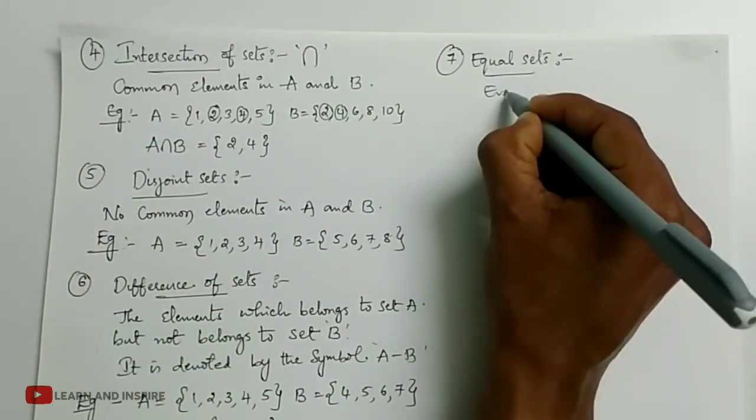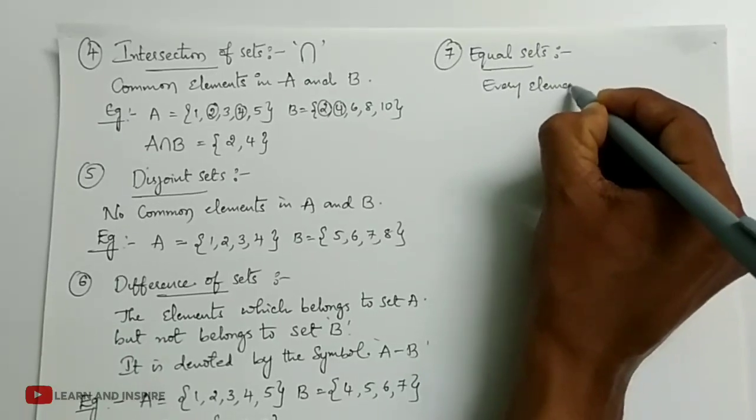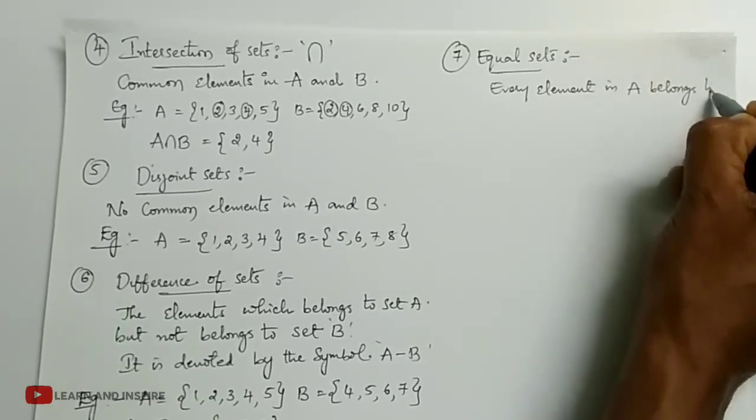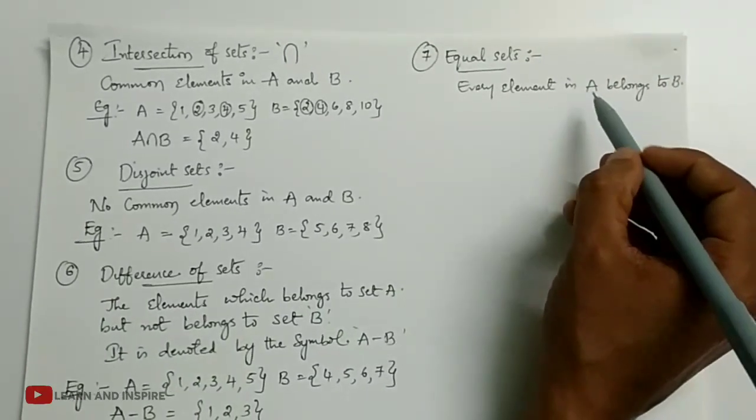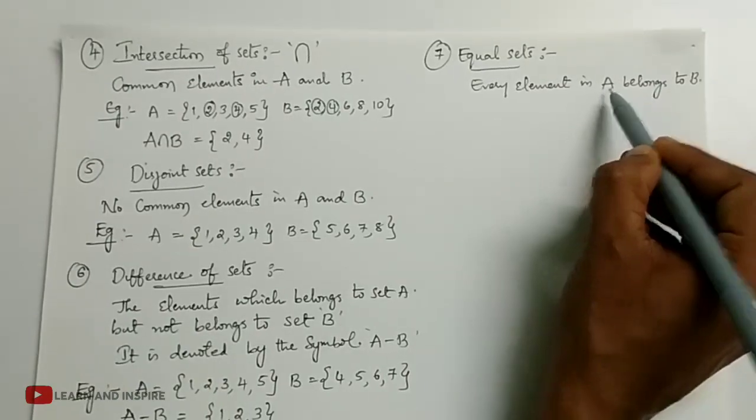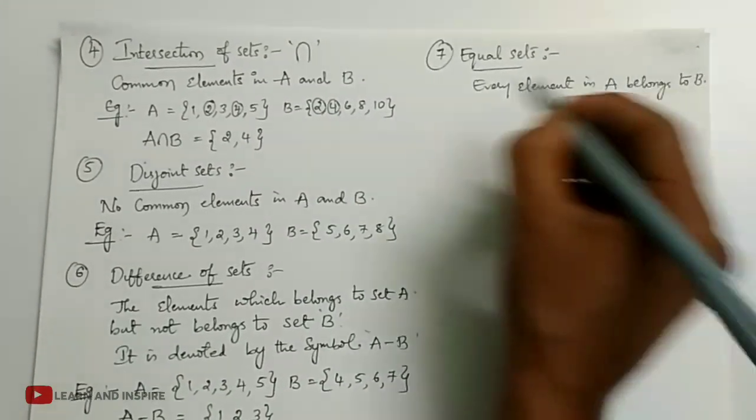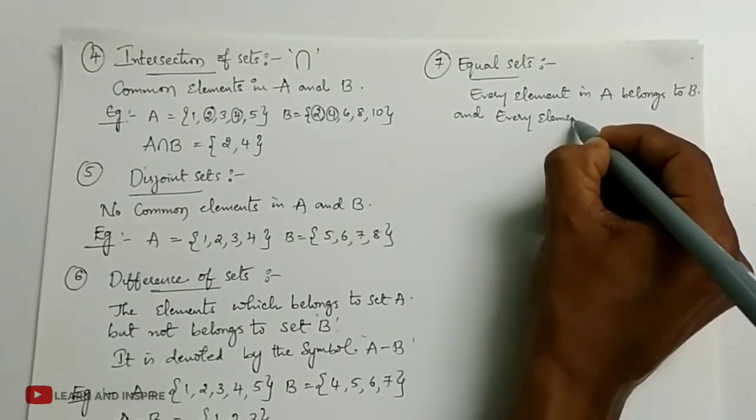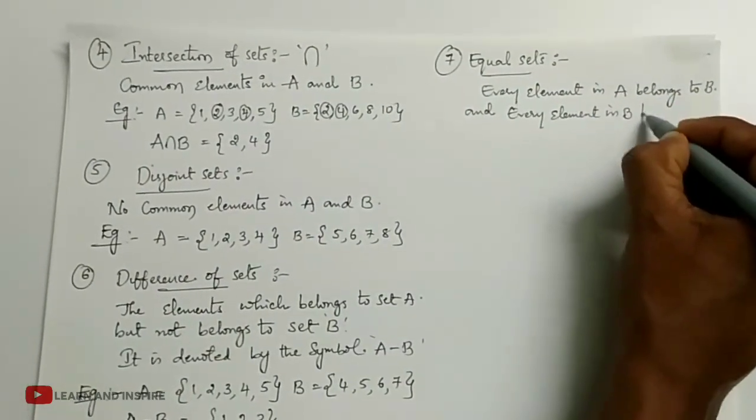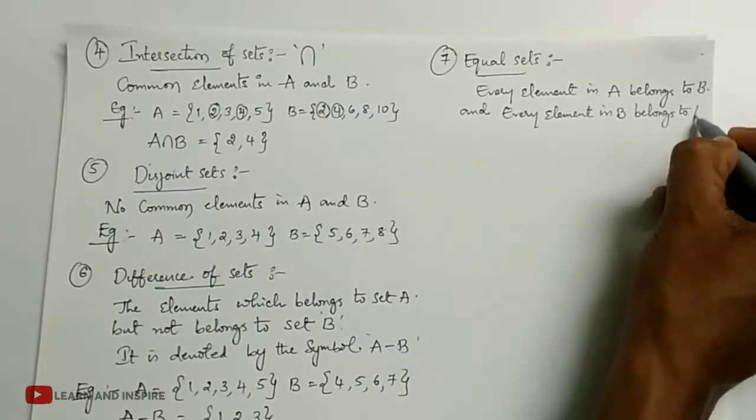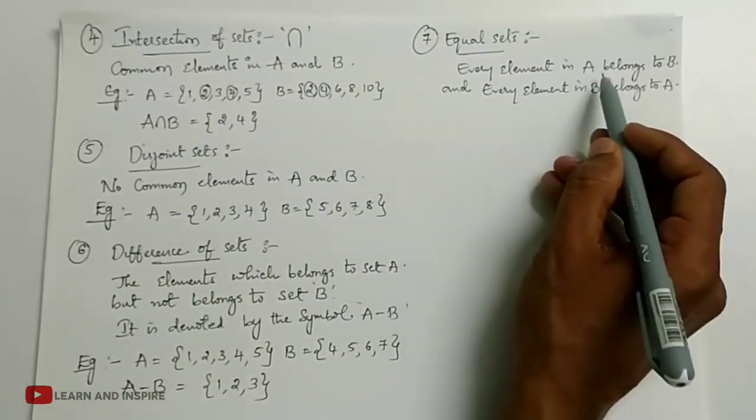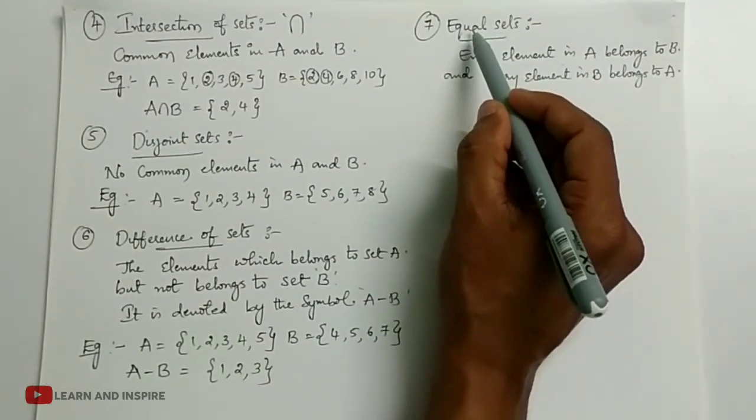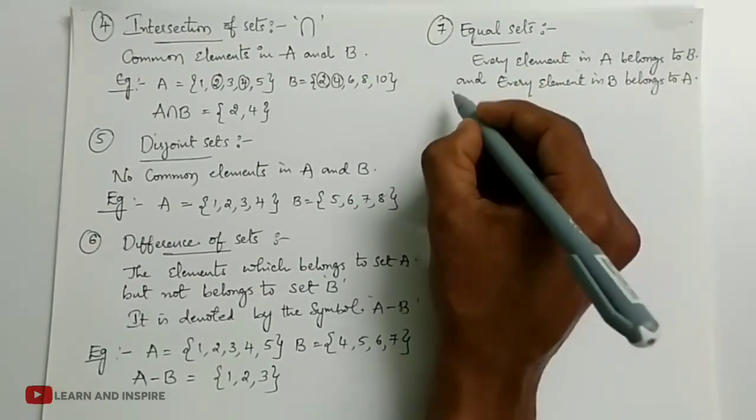So we can write every element in set A belongs to set B. That means all the elements of set A are also in set B, and we can write every element in B belongs to A. Okay, if every element in A belongs to B and every element in B belongs to A, then they are called equal sets. So let us see one example.